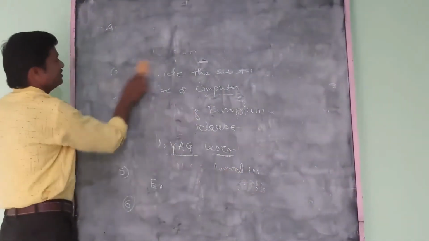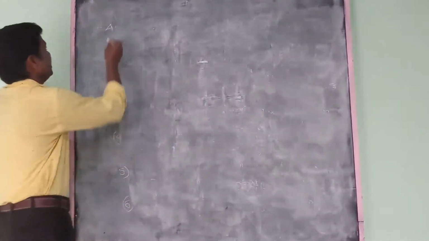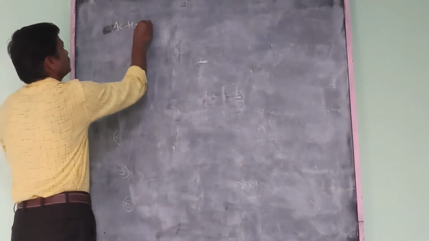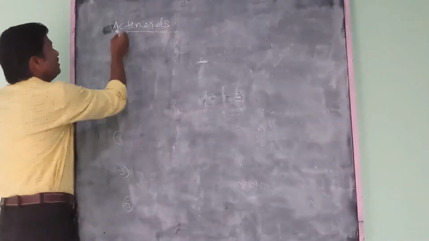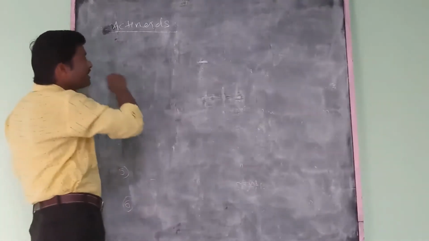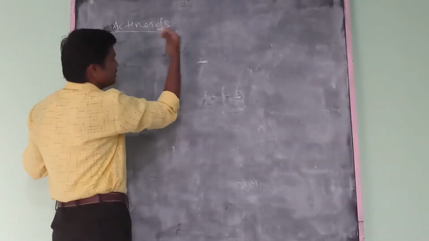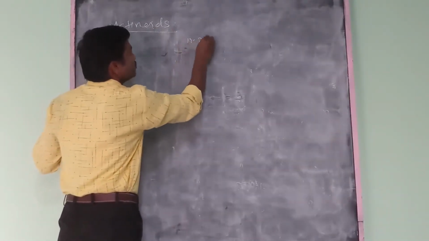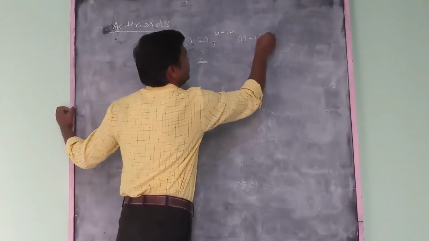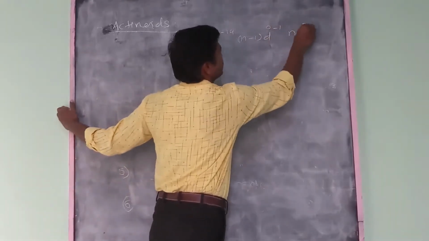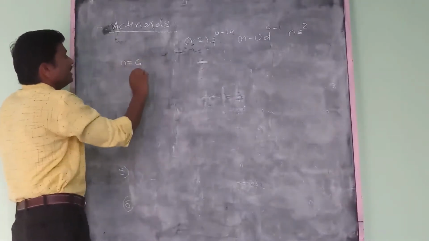Then next point in that chapter, that is the actinoid series. Next one, that is actinoids. First we have to study what is meant by actinoids. Generally we have seen last time the general electronic configuration of inner transition elements, that is (n-2)f0-14 (n-1)d0-1 ns2. Last time we have seen if we take n equal to 6, we obtain the 4f series.